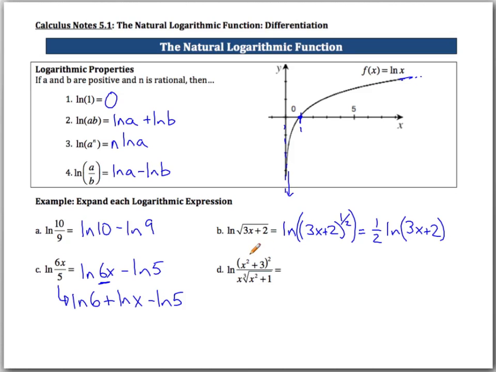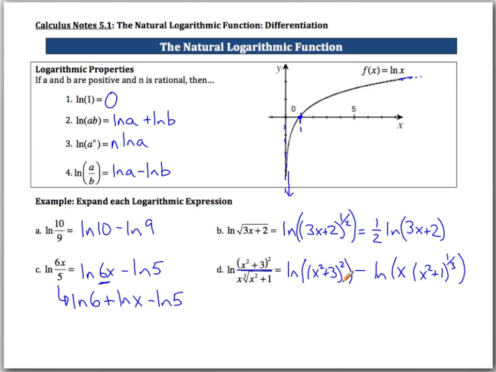All right, letter D, a lot of stuff going on here. Okay, so you just kind of have to take them a little bit at a time. So first, I'm going to deal with the quotient right here. And so I'm going to write the natural log of x squared plus 3 squared minus the natural log of the denominator now, which is x times, well, I'm going to change this radical into an exponent. So x squared plus 1 to the 1/3.